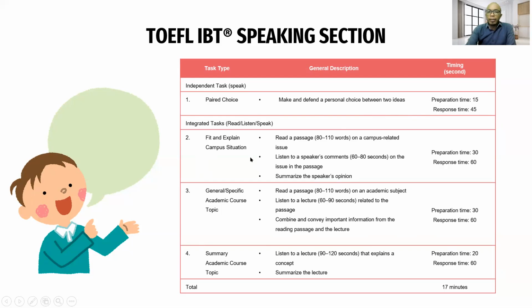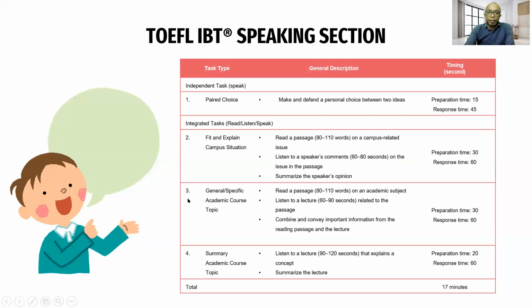The integrated tasks come in 3 different types. We have the fit and explain, where you will read a short passage and then listen to a conversation in which one of the speakers will comment on the passage, and then you will have to summarize the speaker's opinion. You'll have 30 seconds to prepare and 60 seconds to respond.